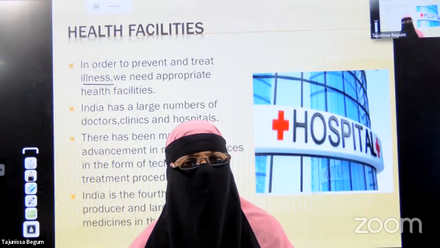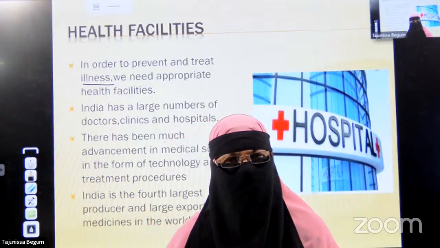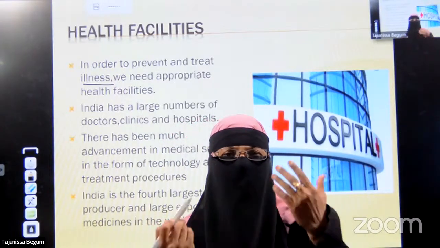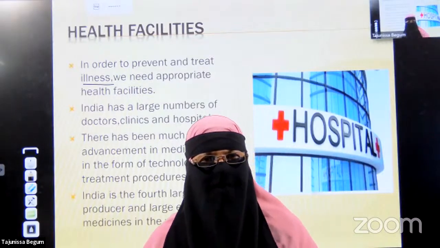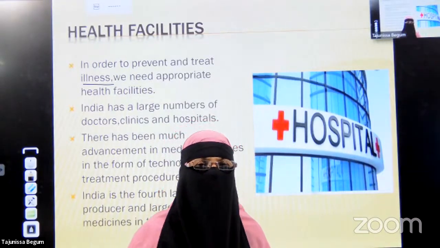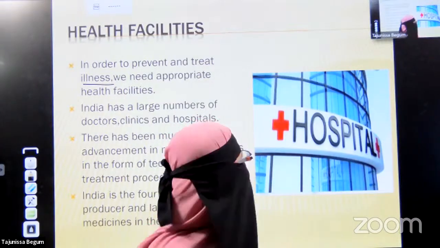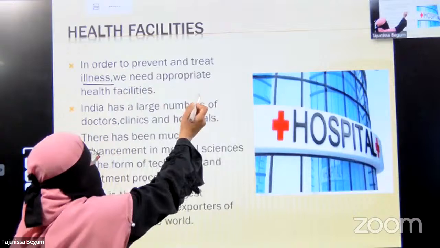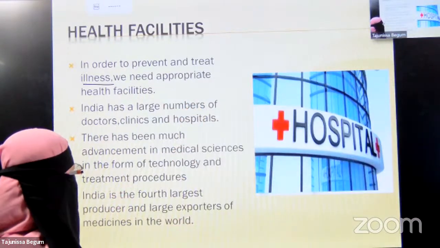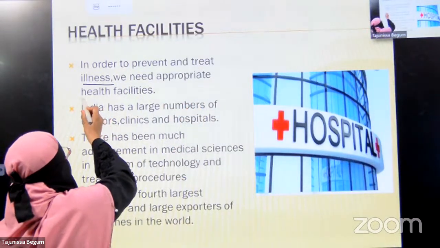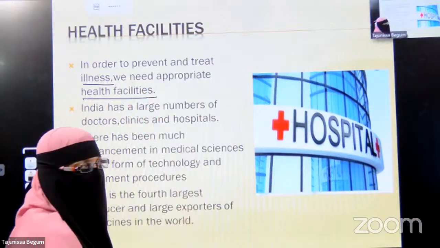that state or that country will be in a poverty circle. If people are not healthy, how will they find employment? How will they get jobs? So it is the responsibility of the government to provide proper health facilities for the people. In order to prevent and treat illness, we need appropriate health facilities. Proper health facilities should be given to the people. The government should look into that.